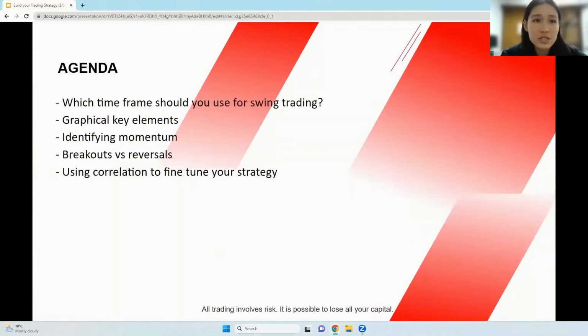So here is our agenda for today. Firstly, we'll go through which timeframes you should use for swing trading. Then we'll look at some graphical key elements, followed by identifying momentum. This will be pretty similar to last week's momentum, where we talked a bit about the different indicators that you can use to identify the momentum. And then we'll look at breakouts versus reversals, as well as using correlation to fine-tune your strategy, because that tends to be pretty useful when you are looking at swing trading.